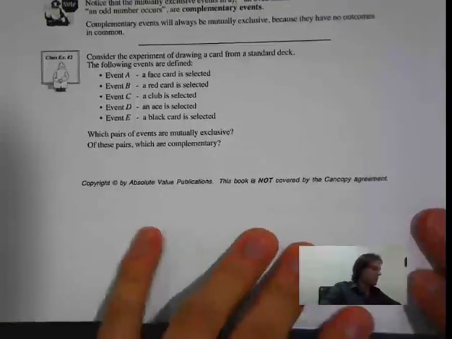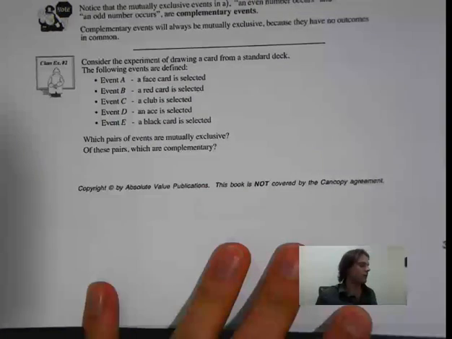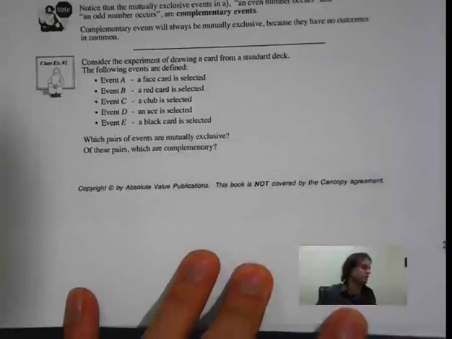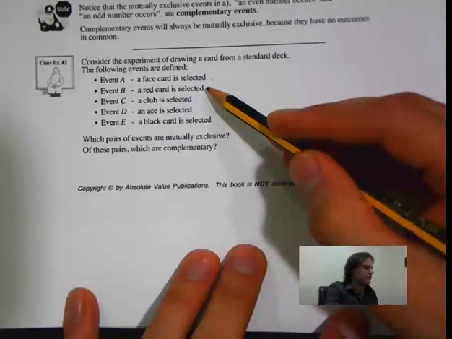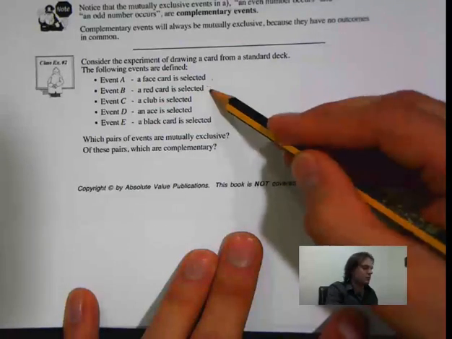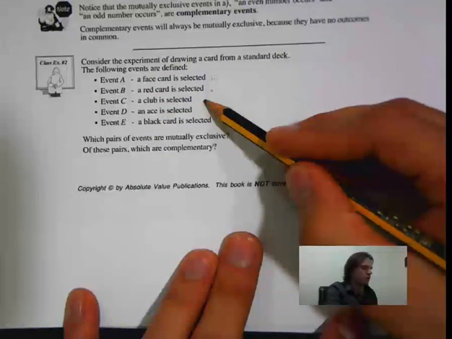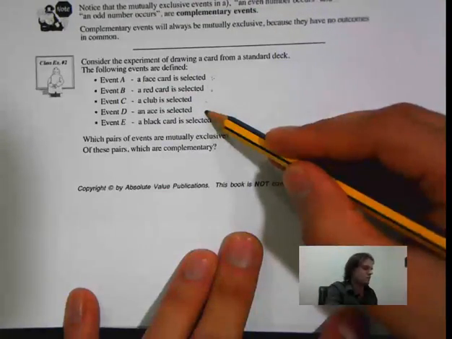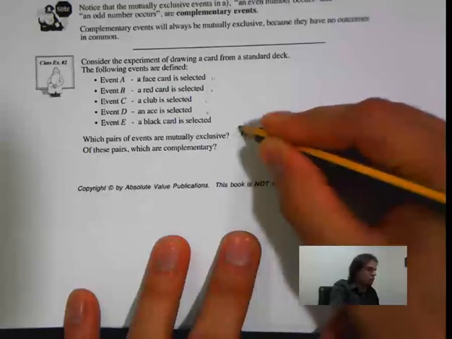Example 2. Consider the experiment of drawing a card from a standard deck of cards. The following events are defined. A face card is selected. We want to look at which of these are mutually exclusive. If a face card is selected, can it be a red card? Yes. These are not mutually exclusive. Can it be a club card? Yeah, it's not mutually exclusive. Can it be an ace? No, no face cards are aces. So I know A and D are mutually exclusive.